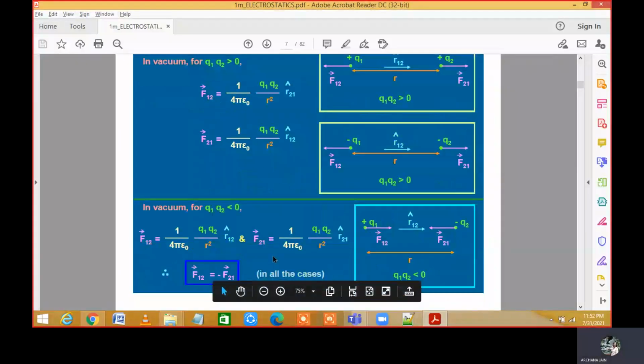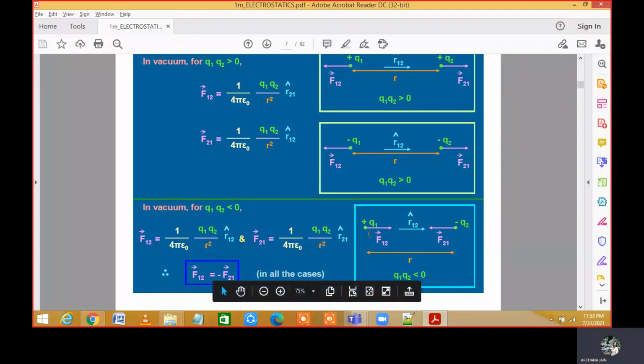Now take another case, when the product of the two charges is less than 0. This means one is positive and another one is negative. When Q1 is positive and Q2 is negative, then they are dissimilar charges and the force of attraction will act. See the figure. Q1 is positive and Q2 is negative. They are attracting each other. They are coming towards each other, opposite to the first one, right?